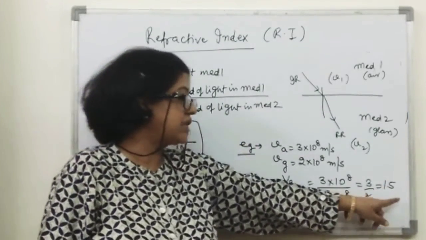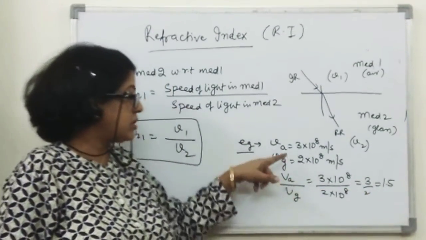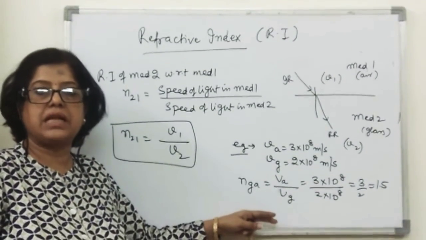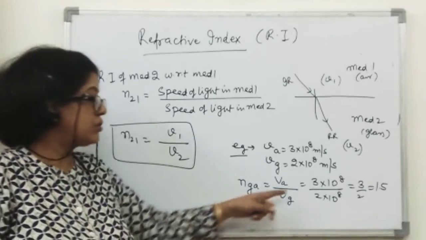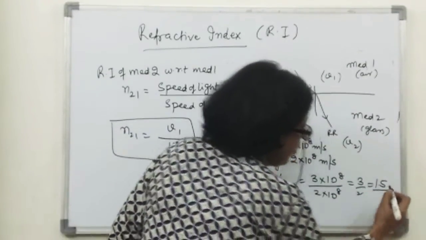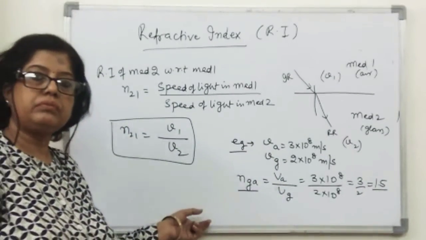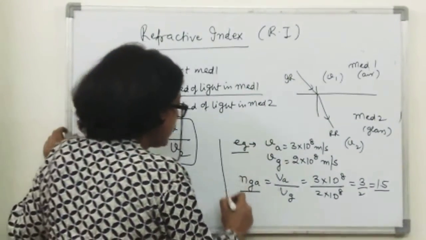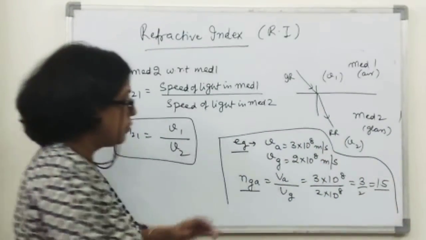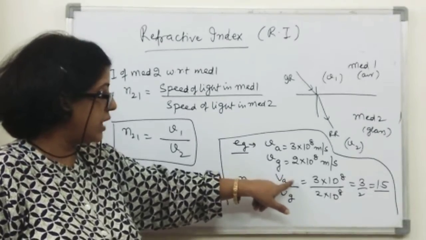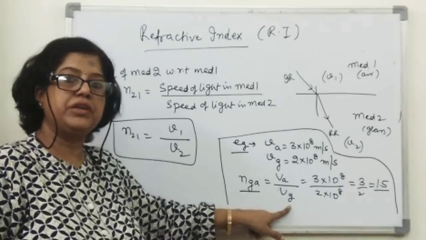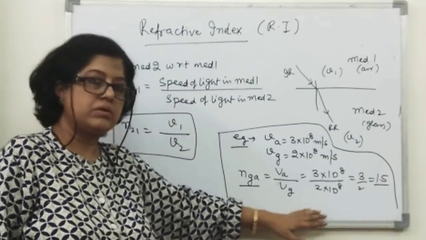And you know refractive index will not have any unit because it is the ratio of the speed of light, and the unit gets cancelled. So it will not have any unit. We will say the refractive index of glass with respect to air is almost 1.5 here. Fine. So this example I have taken to explain how we calculate, and we know that in the numerator we have the speed of light in medium 1 and in the denominator the speed of light in medium 2. Fine. So this is how we do it.